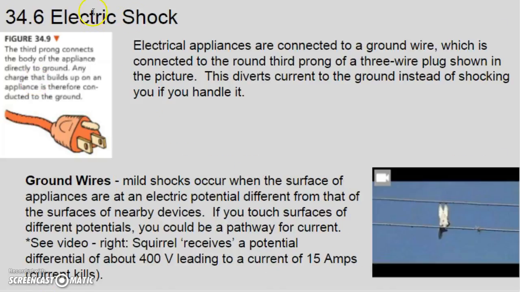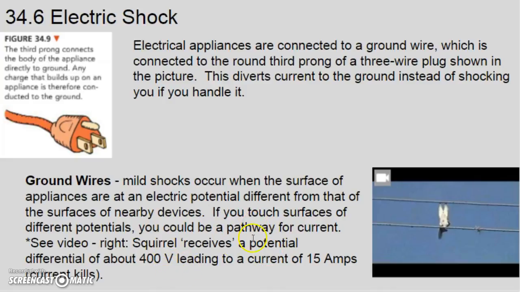So 34.6 talks about electric shock a little further. We look in here at electrical appliances that are connected to ground wires, and that's what this third prong is. The ground wires are helpful for devices in homes. Mild shocks occur when the surface of an appliance is at an electric potential different from that of the surface of a nearby device. If you touch surfaces of different potentials, you could provide a pathway for the current.